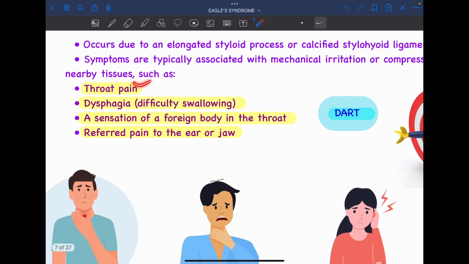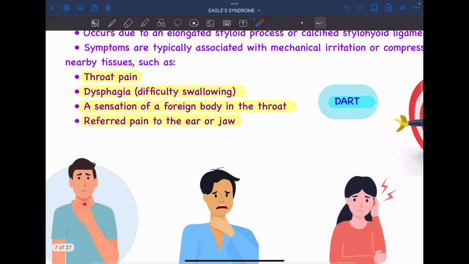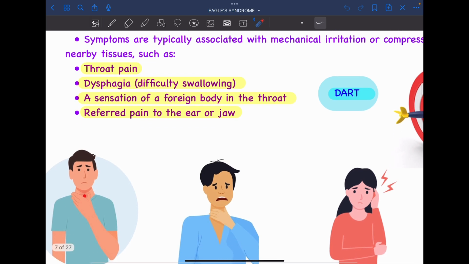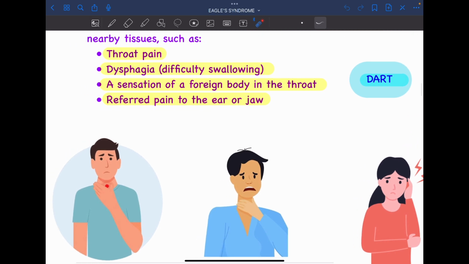So the first one is throat pain, then we have dysphagia, sensation of a foreign body in the throat, and referred pain either to the ear or jaw, right? So here you can see throat pain, then we might have dysphagia, presence of a foreign body in the throat, and referred pain to the ear, or it may also be referred to the jawline as well, right?